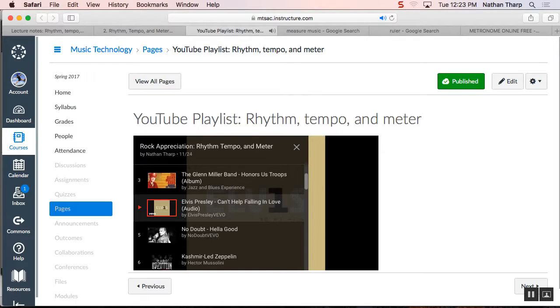Can you guys hear the 1, 2, 3, 1, 2, 3, 4, 5, 6, 1, 2, 3, 4, 5, 6? Yeah, it's in the hi-hat. Does that make sense?